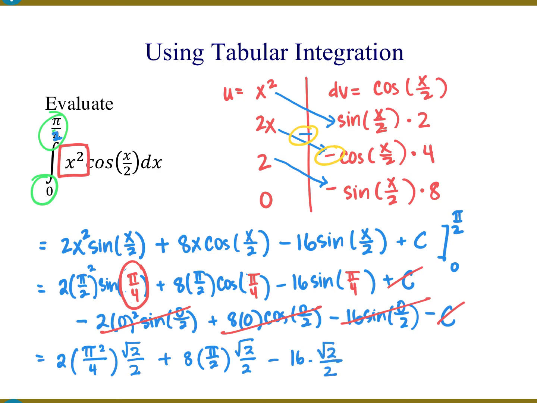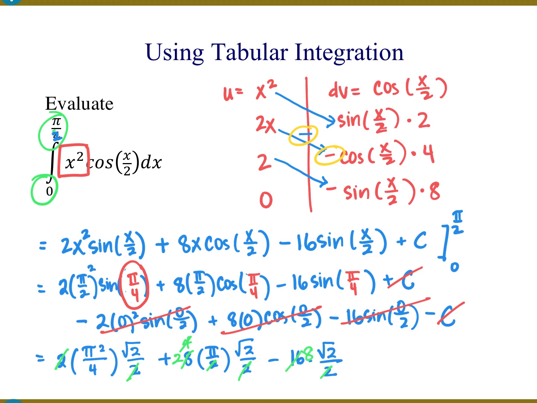So let's simplify anywhere that we can. So my 2's are going to reduce. My 2 and my 8 reduce to get 4. And then my 2 and my 4 reduce to leave me with 2. And this leaves me with 8.